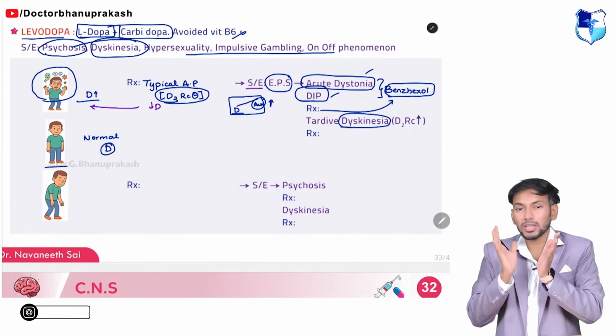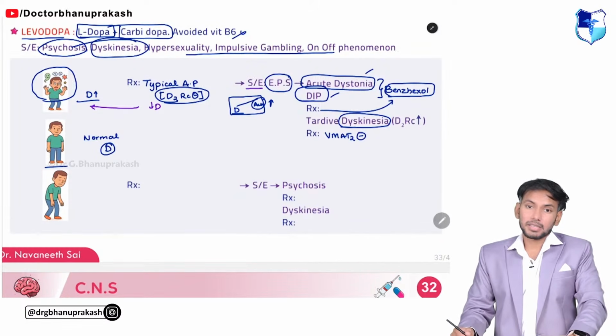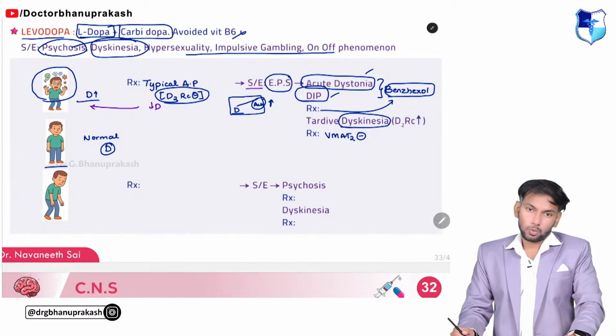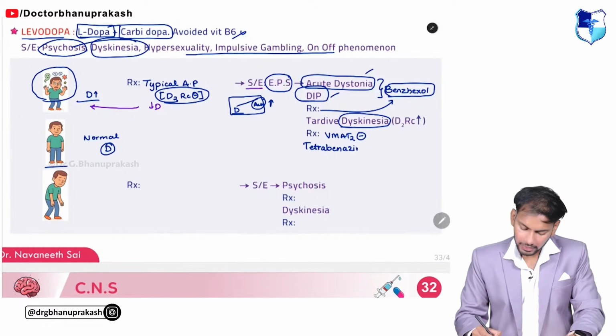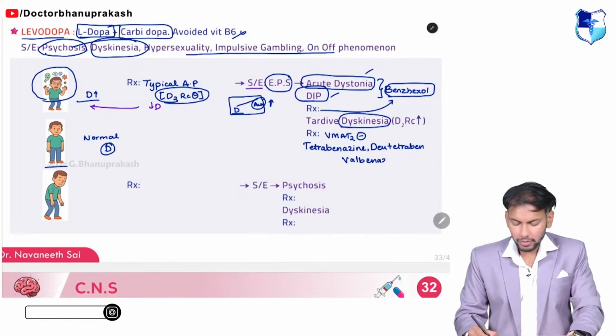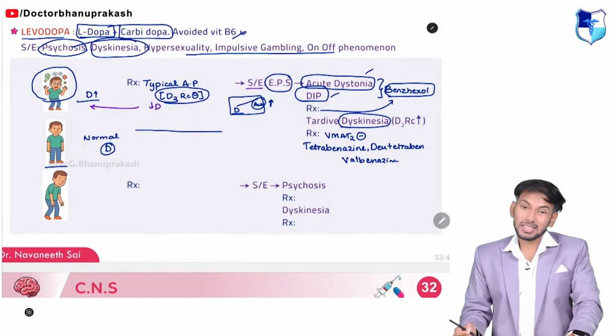So, even a small amount of dopamine can cause dyskinesia. So, you have to block the release of dopamine. So, you have to block the VMAT2. You have to block the vesicles. VMAT2 blockers. These are tetrabenazine, deutetrabenazine and valbenazine. Did you understand this much? This is what we have already studied in psychosis, that is schizophrenia.